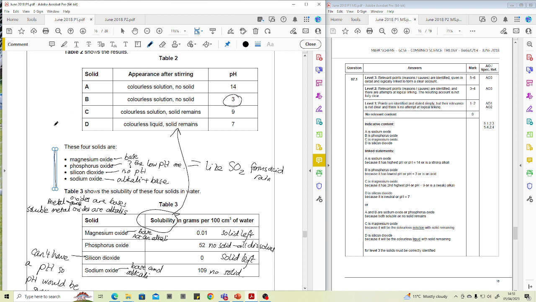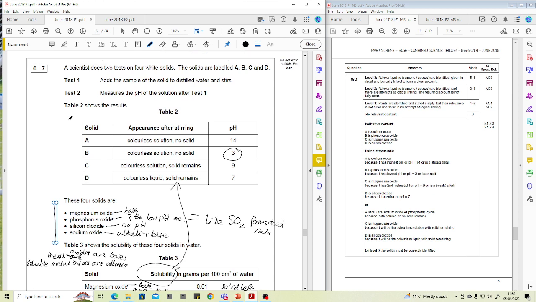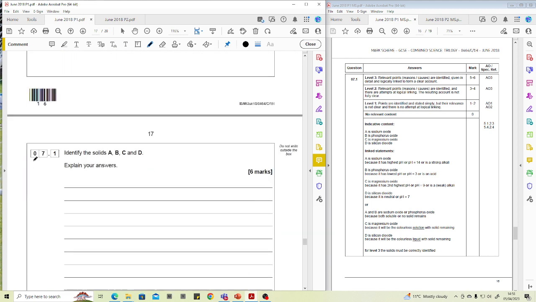Okay, so let's have a look and see what we need to say. We might not need to say loads, so let's just have a look at the mark scheme. So you've got to identify them all. Relevant points are identified, and then for level 3 you've got to say detail and logical linking to form a clear account, whereas if you only try to link it logically or it's not fully clear, then we have got only level 2. So my advice would be that we need to identify them and explain them. Okay, so treat each separately.